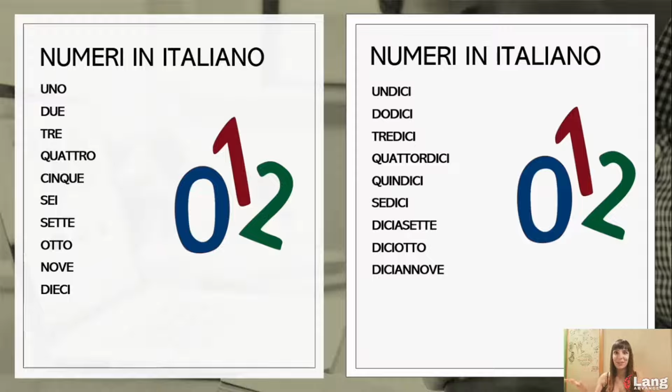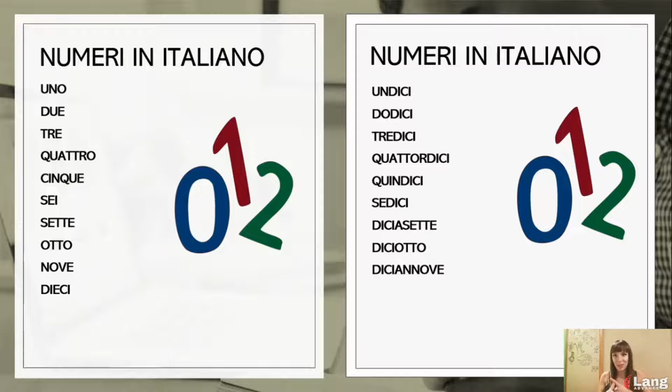Okay, 11, undici, 12 is dodici, 13 is tredici, 14 is quattordici, 15 is quindici, 16 is sedici, 17 is diciassette, 18 is diciotto, and 19 is diciannove.